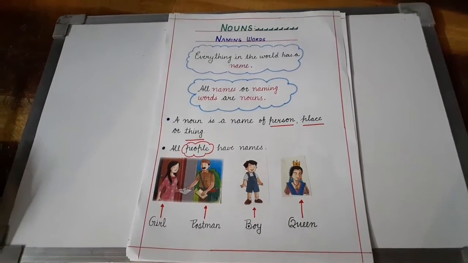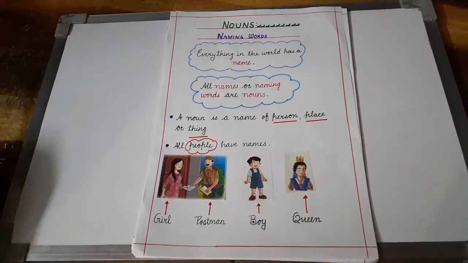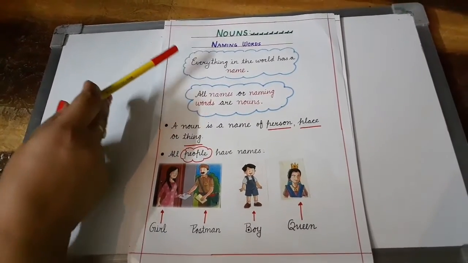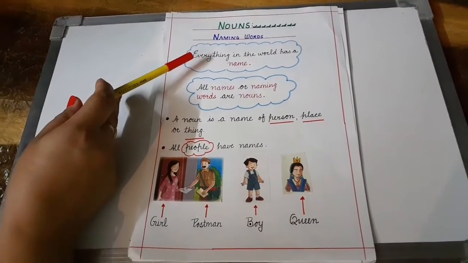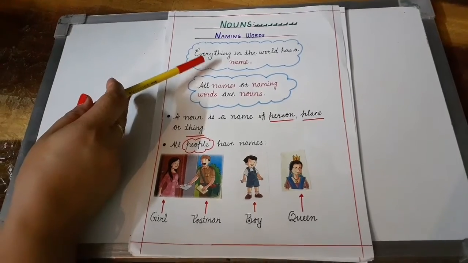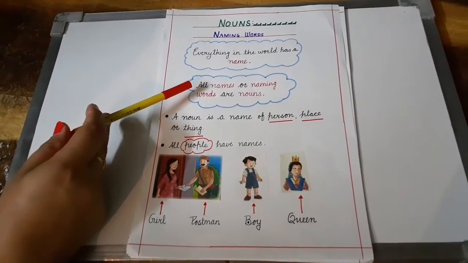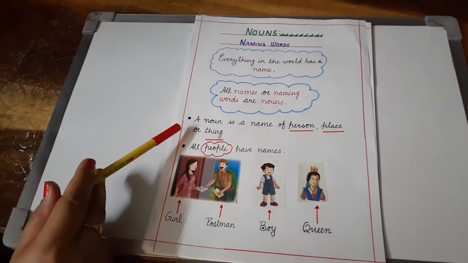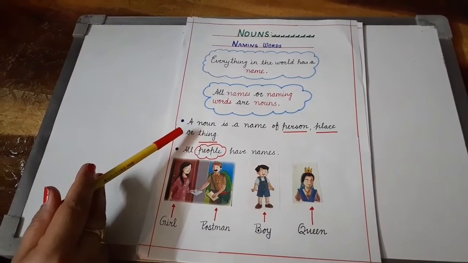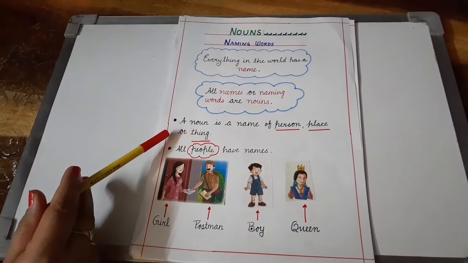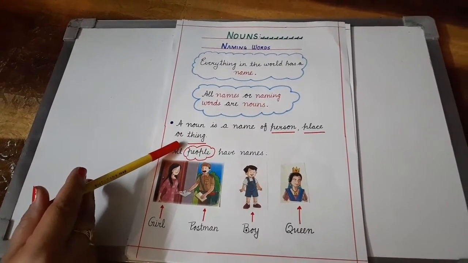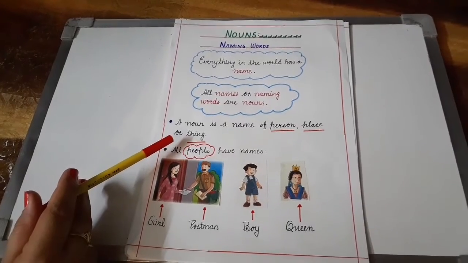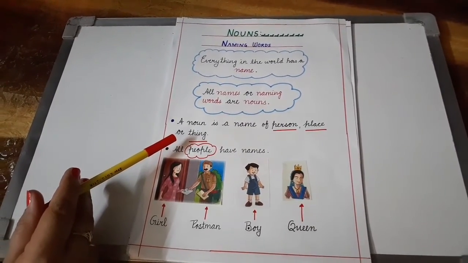Students, today we will learn about nouns. Nouns are naming words. Everything in the world has a name. All names or naming words are nouns. So, a noun is a name of a person, place or thing. Today, we will discuss this topic by breaking down the definition of noun.